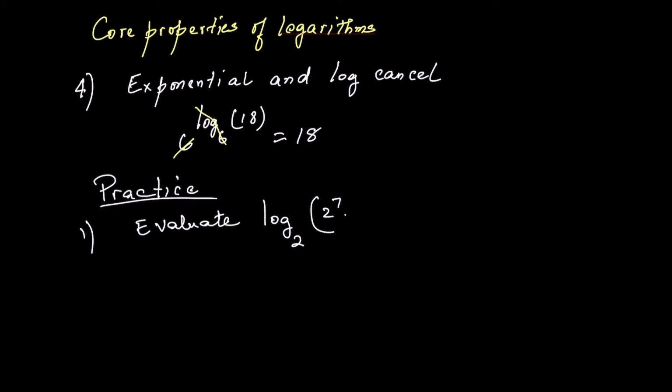Practice 1. Evaluate. Log base 2 of 2 to the 7th times 2 to the 4th. First combine. 2 to the 7th times 2 to the 4th equals 2 to the 11th. Now apply the log. Log base 2 of 2 to the 11th equals 11.